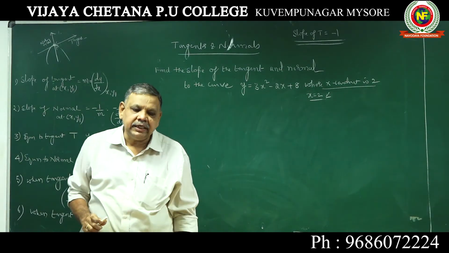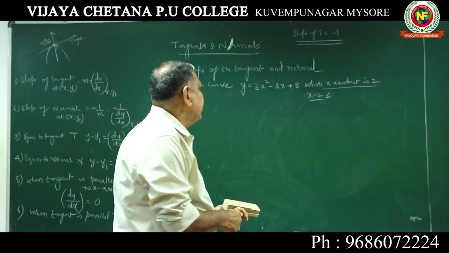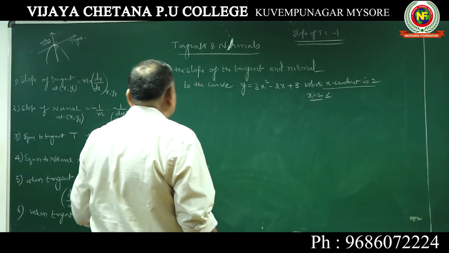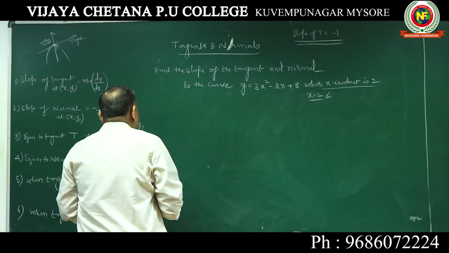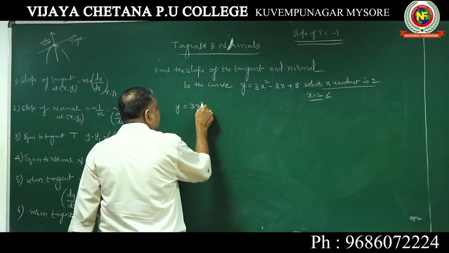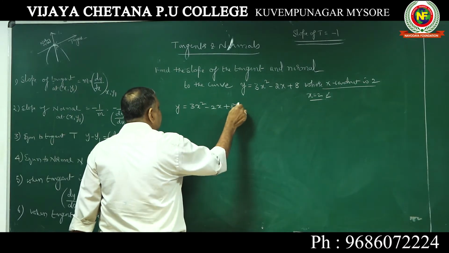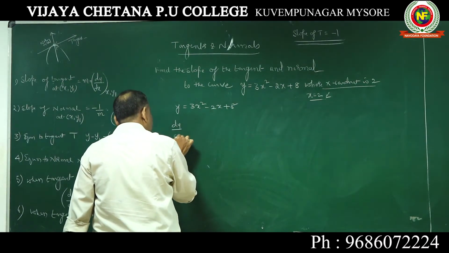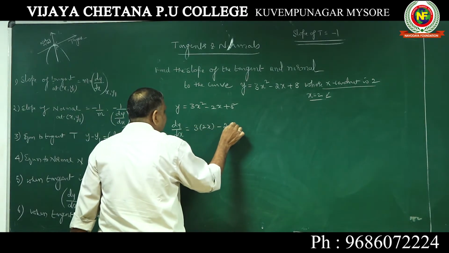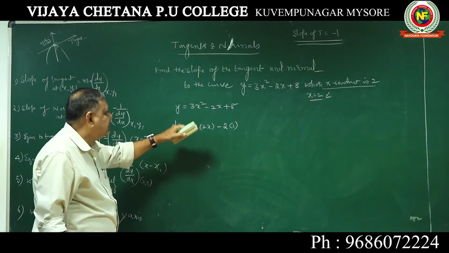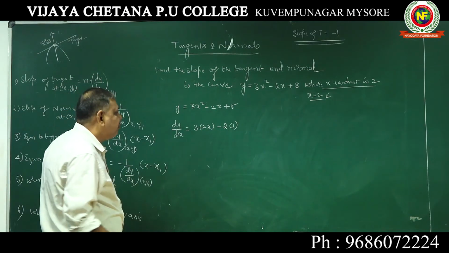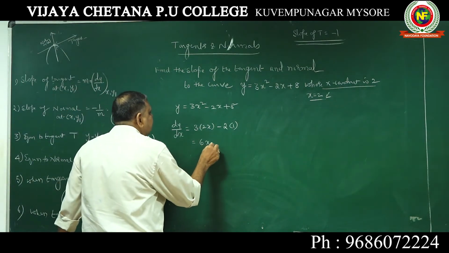So find the slope of tangent. It is dy by dx at x equal to 2, and slope of normal is minus 1 by dy by dx at x equal to 2. You will get both the tangent and normal. Now first one, y is given 3x square minus 2x plus 8. Differentiate with respect to x. dy by dx is 3 into 2x minus 2 into 1, that is 0. This constant is 0. 3 into 2x minus 2 into 1, that is 6x minus 2.